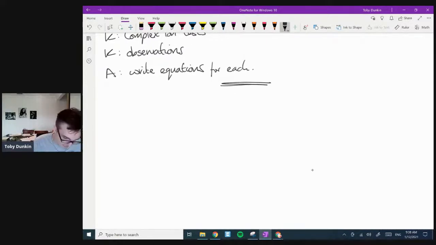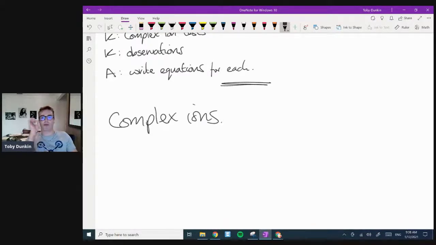So first activity, complex ions. So we know these guys. I've already taught them to you. I taught them to you when we were doing formula.